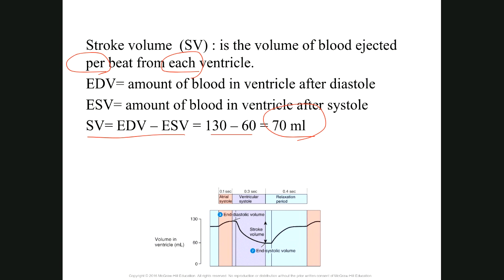And in this graph you can see it. This is the end diastolic volume. The end diastolic volume is about 130, and the end systolic volume is 60. And the difference between end diastolic and end systolic is called the stroke volume.